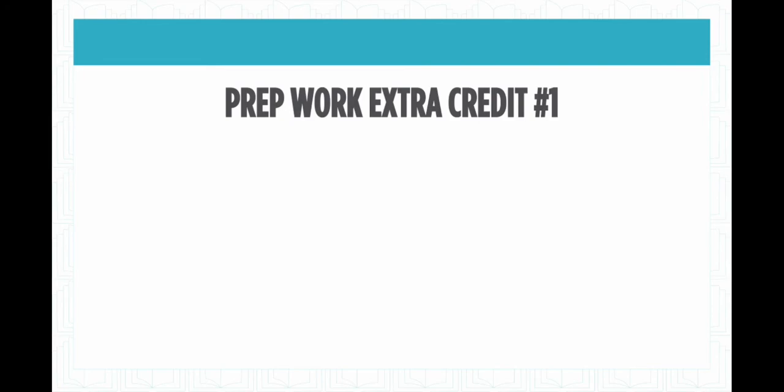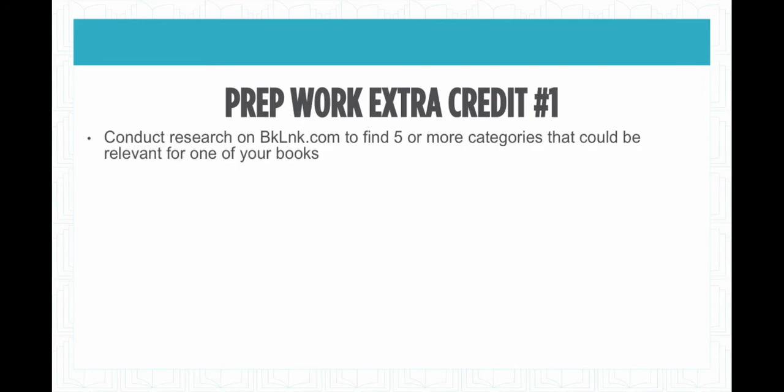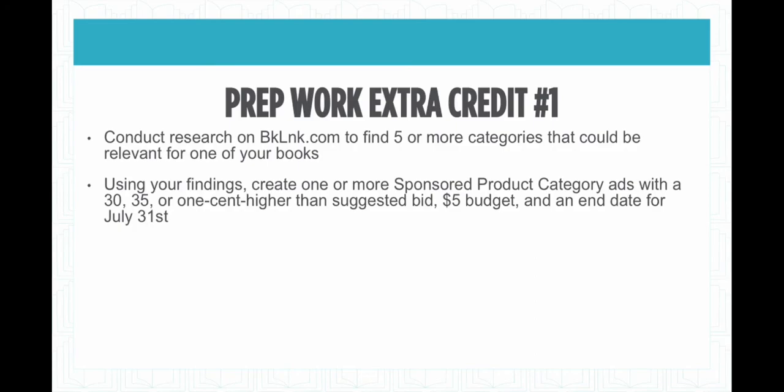We have some extra credit for you. First, you are going to conduct research on BKLNK.com to find 5 or more categories that could be relevant for one of your books. You're going to use your findings to create 1 or more sponsored product category ads with a 30 cent, 35 cent, or 1 cent higher than suggested bid.